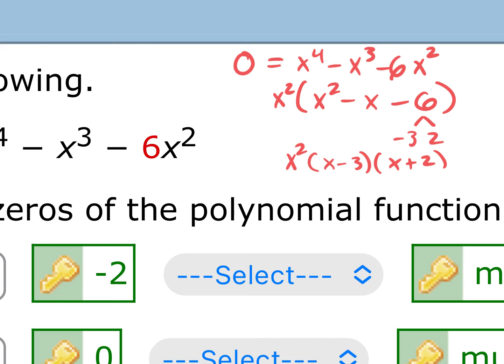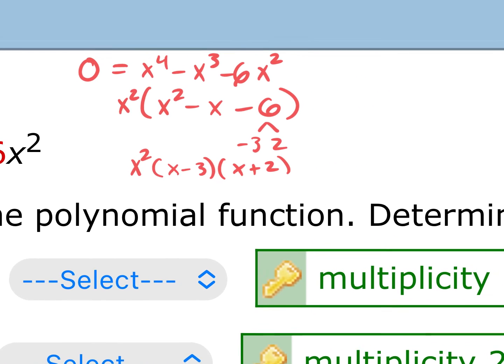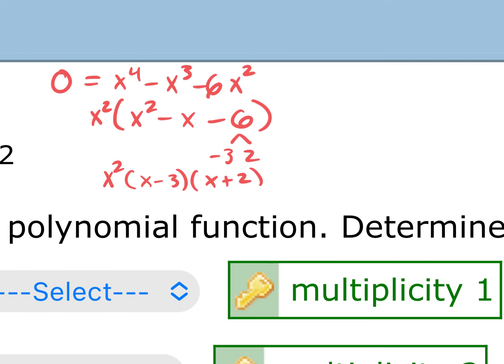This is 17. What do I do from here? Set each one equal to 0. So I have x squared is equal to 0, x minus 3 equals 0, and x plus 2 equals 0. So x is equal to 0 for that x squared is equal to 0, because I would just take the square root of both sides. Square root of 0 is 0. What's my other 0 here? Perfect. x equals 3. And then my third one? Negative 2.